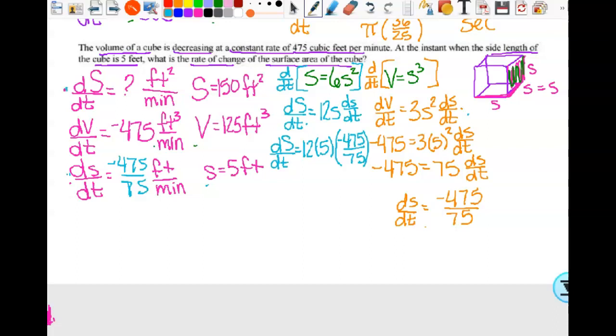Are we capable of simplifying that? Do we have to? No. So do we want to? No. What are we missing from our answer? Units. And so, just so somebody could find my stuff, I would probably rewrite it. dS/dt is equal to 12 times 5 times negative 475 over 75. And then what are my units? Feet squared per minute.